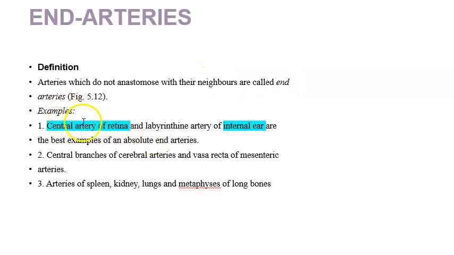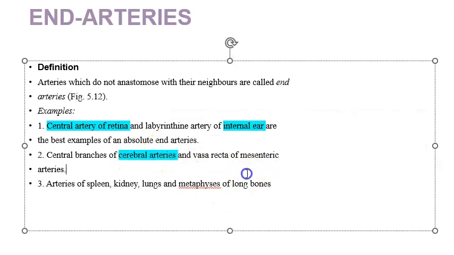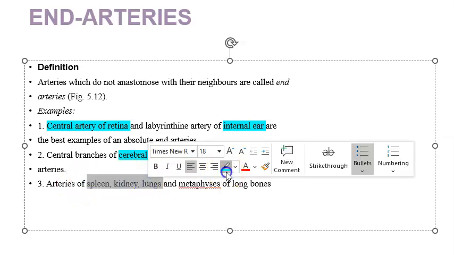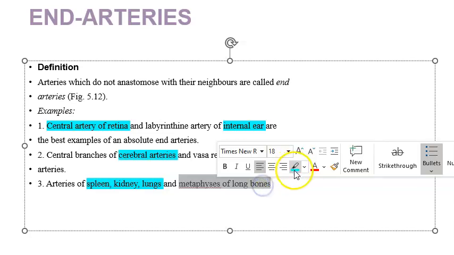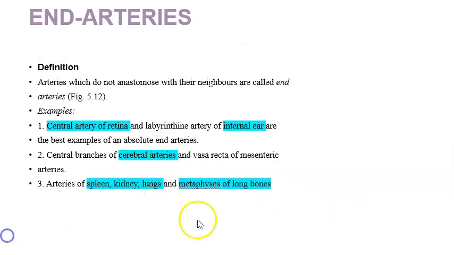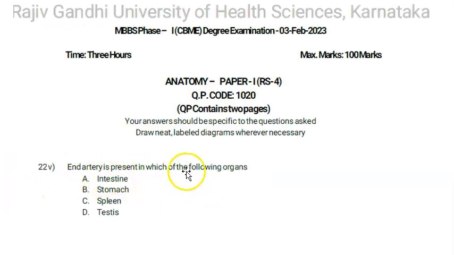The examples are the retina that is in your eye, and the ear. Okay, remember eye and ear, you have some end arteries. These are the best examples for absolute end arteries. Then you have some in the brain also, and the vasa recta of mesenteric arteries, that is in your abdomen also. Okay, then arteries of the spleen, kidney, lungs, and metaphysis of long bones are also end arteries. So you should be very careful about these arteries, right? Injury to these, etc.